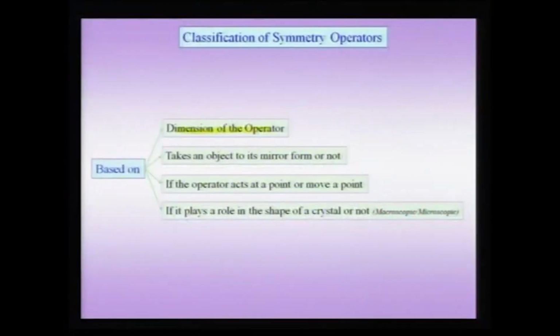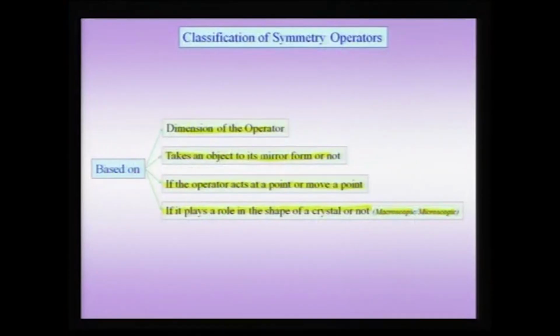How can I classify my symmetry operators, and what kind of symmetry operators exist, is the next question we will try to address. So, based on dimension of the operator, based on if the symmetry operator takes the object to its mirror form or not, based on the fact that if the operator acts at a point or moves a point, or if it plays a role in the shape of the crystal or not. For instance, is it microscopic or is it macroscopic? So, I have multiple ways of classifying symmetry operators, and therefore coming to know of the very many different kinds of symmetry operators which are present, which are especially relevant to crystals.